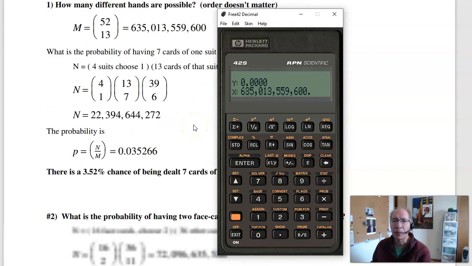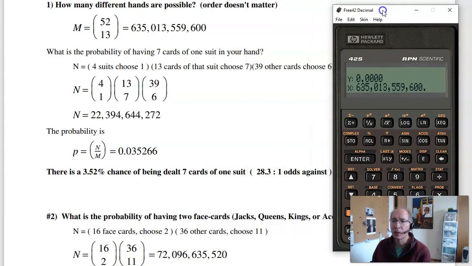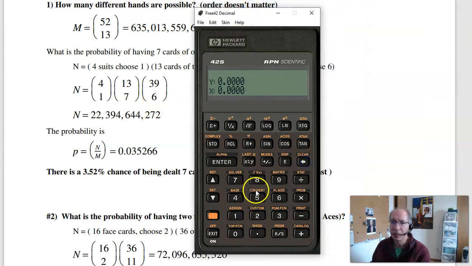What's the probability of being dealt 7 cards of one suit? Well, to do that, I've got 4 suits, pick one. Of the 13 cards in that suit, pick 7 of them. Of the 39 remaining cards, pick 6. So again, with an HP, that would be 4, enter 1, probability combinations. 13 choose 7, multiply. And then 39 choose 6, multiply. 22 billion ways of doing that.